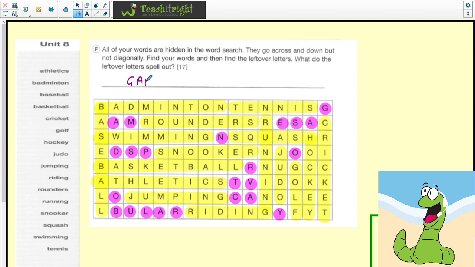So you've got games and, I think it's just sport, not sports. Games and sport vocabulary. So those are the letters that you're left with once you have found all of those different sports. So well done if you managed to do that correctly.